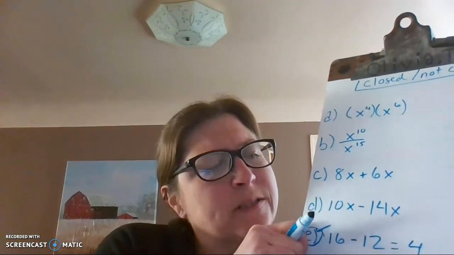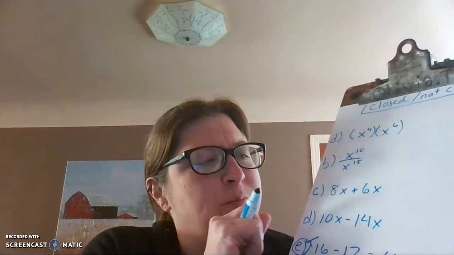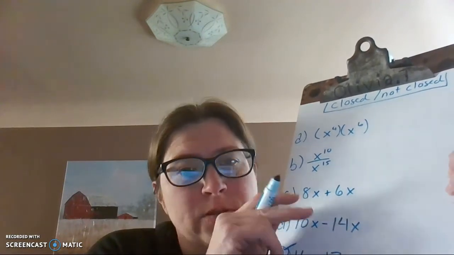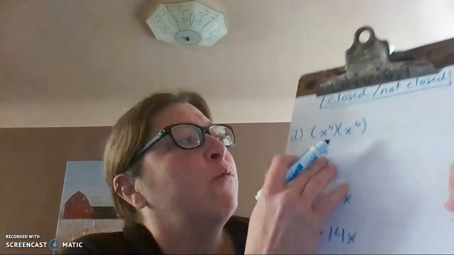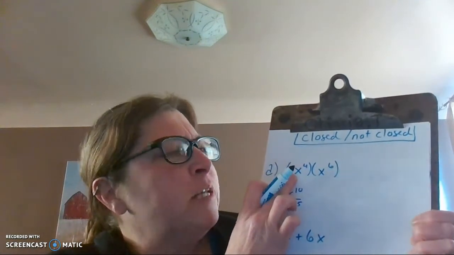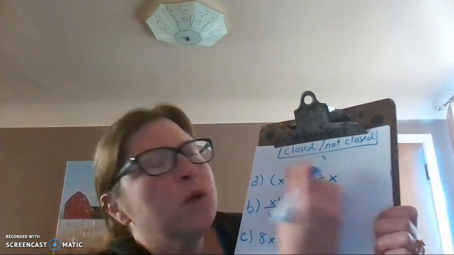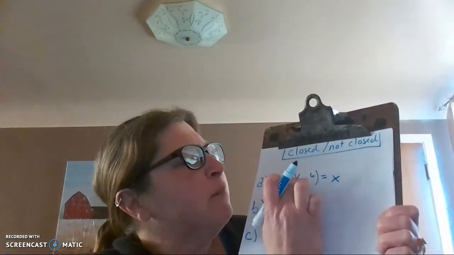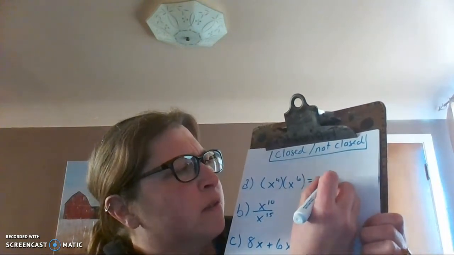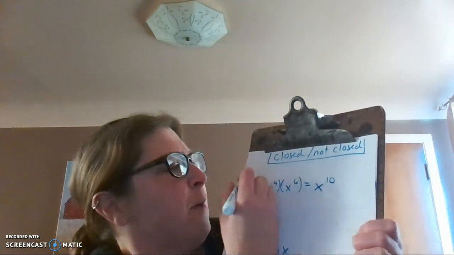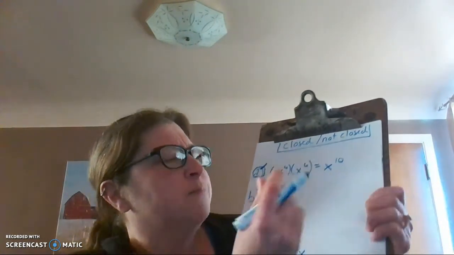For polynomials and monomials, remember the big deal is we cannot have a negative exponent or a fraction exponent. Those are the two big things. So if we think about the first one, A, if I take x to the 4th times x to the 6th, I've got 1x times 1x, but then I'm going to add my exponents and get 10. Is this a negative exponent? Nope. Is it a fraction? Nope. That means this is closed.